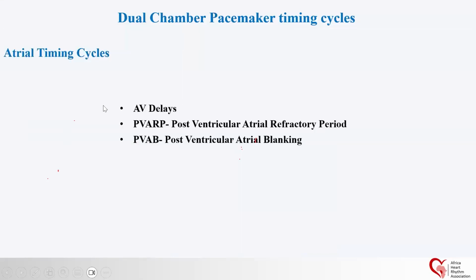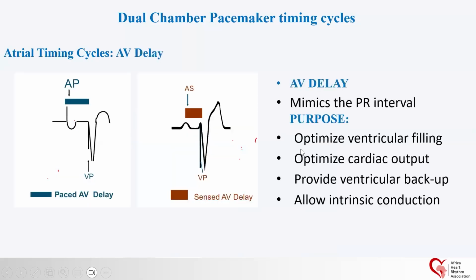So in dual chamber pacemaker, we have two types of timing cycle: atrial timing cycles and ventricular timing cycles. In the atrial timing cycles, we have AV delays, PVARP, post-ventricular atrial refractory period, and PVAB, post-ventricular atrial blanking. So we'll start with the AV delay. We have two types: paced AV delay and sensed AV delay. A paced AV delay is after an atrial paced event. A sensed AV delay is after an atrial sensed event.